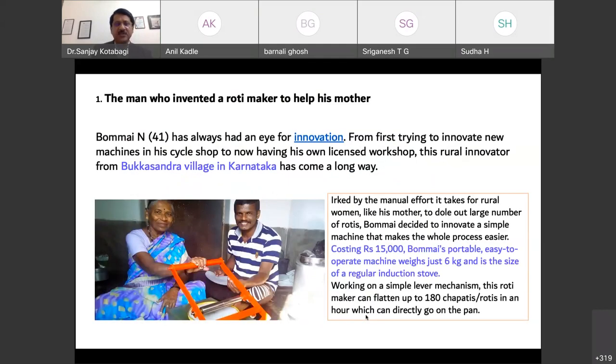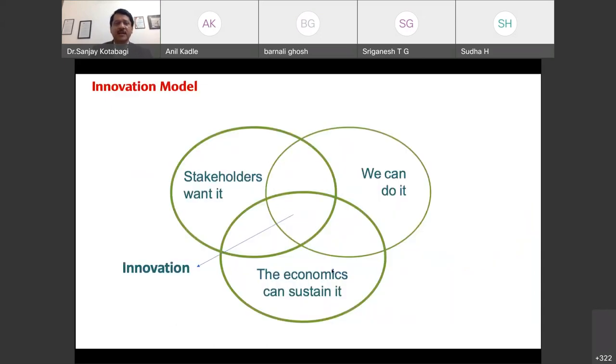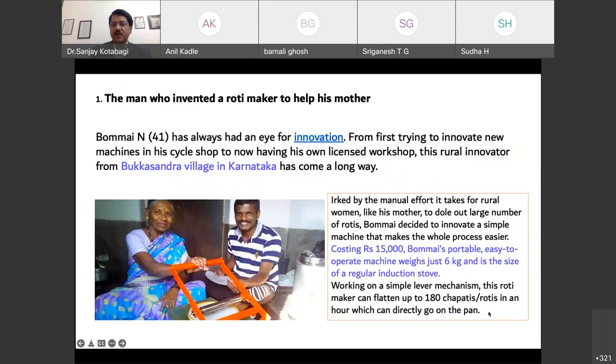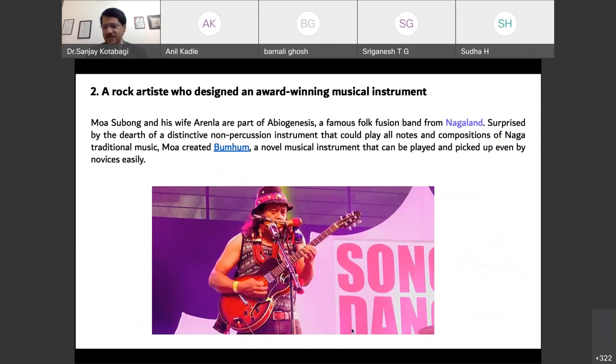Yes, he has understood the pain points of the mother, and he developed a model taking care of all these circles. And it is feasible. Yes, he checked it and it is feasible to do it. And is it economically feasible if I do it? See now, if it can roll out 180 chapatis or rotis in an hour, then it is definitely a good number to even earn their day-to-day earnings. This is one more example.